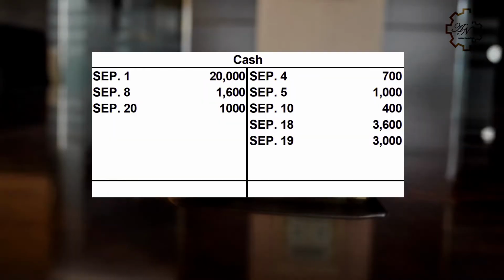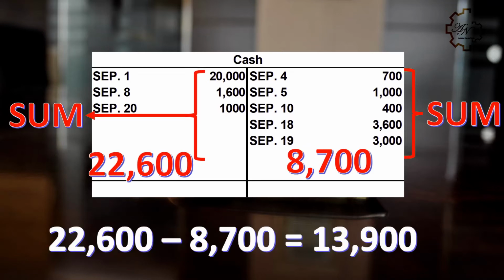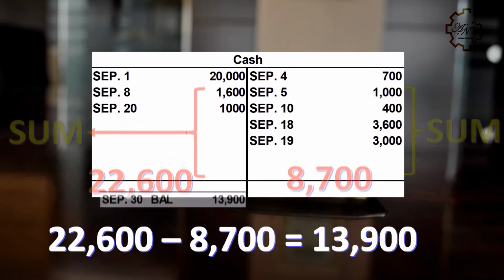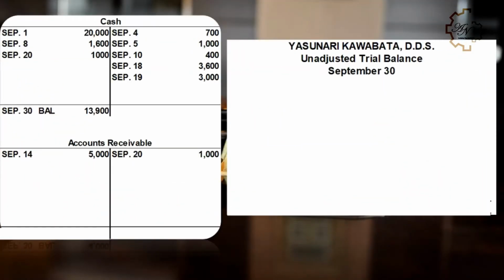After finishing all transactions, we want to know all balances for all accounts to make an adjusted trial balance. If we take a cash account, its balance is $30,900. So we will transfer it to the unadjusted trial balance. Also, accounts receivable. The difference between $5,000 and $1,000 is $4,000 as a balance on 30 September. So we will transfer it to the unadjusted trial balance, accounts receivable $4,000.